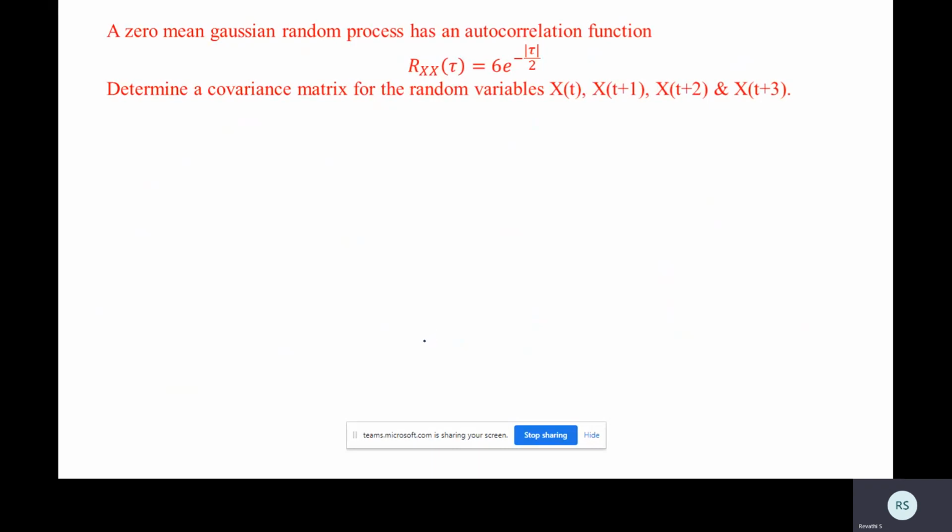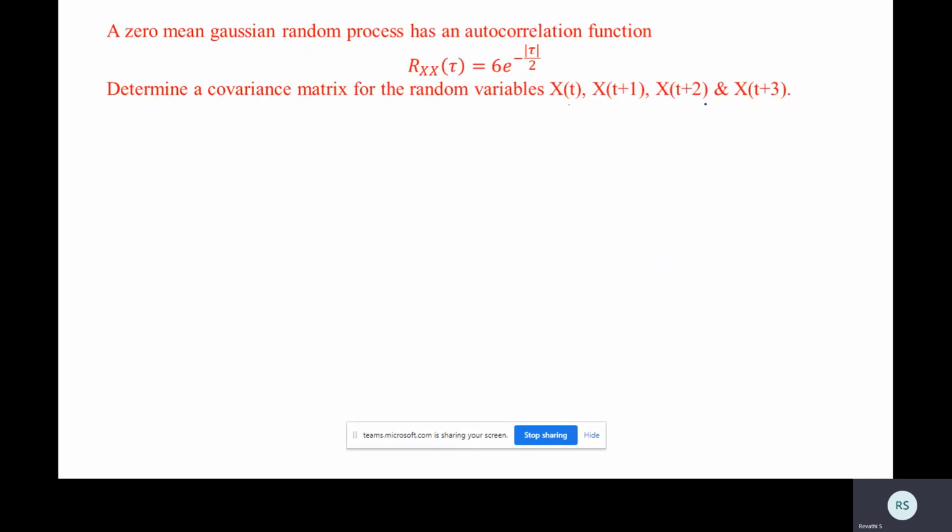Now let us do the second problem in a similar procedure. You can see the second problem is a zero mean Gaussian random process with the autocorrelation function Rxx of tau equal to 6 e power minus modulus tau divided by 2. Determine the covariance matrix for the random variables x of t plus 1, x of t plus 2, and x of t plus 3. So what does it mean?